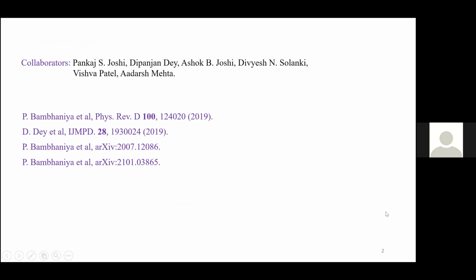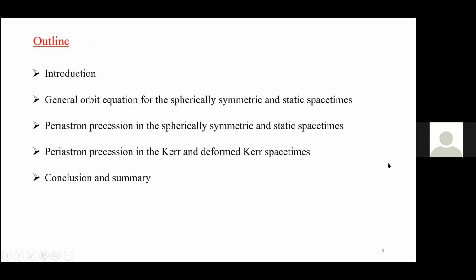These are my collaborators, and my talk is based on this work. If you are interested, you can refer to it. The outline of the talk is given here.